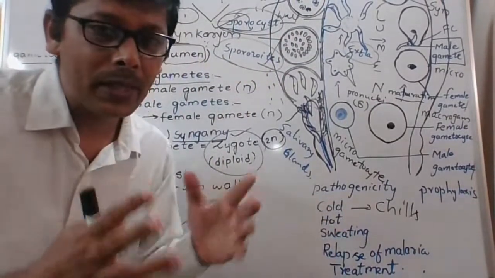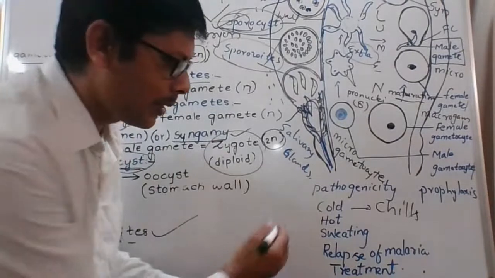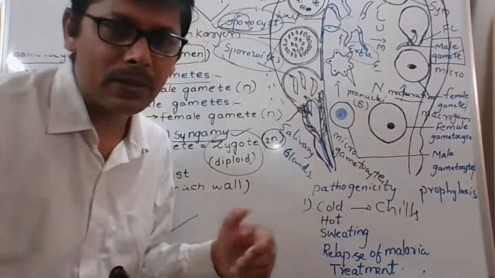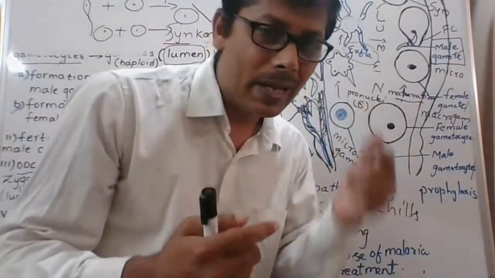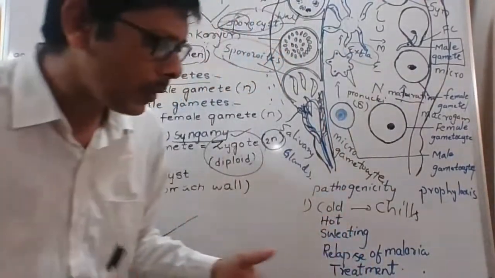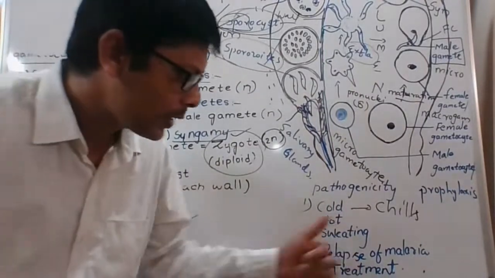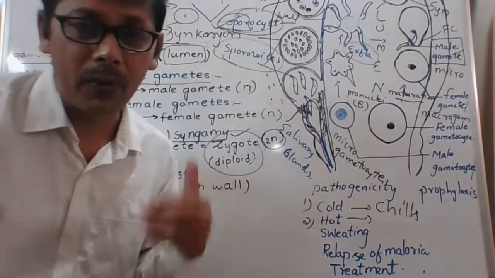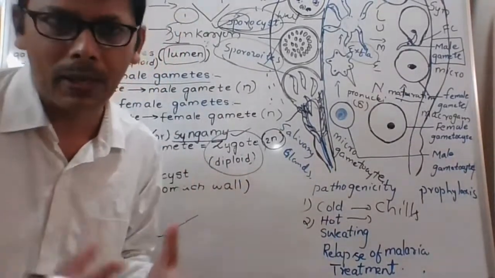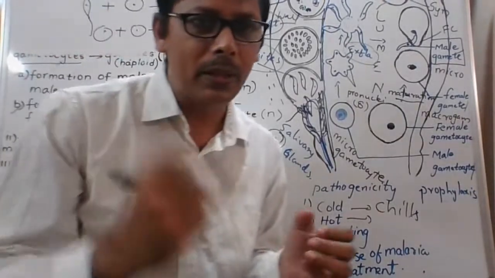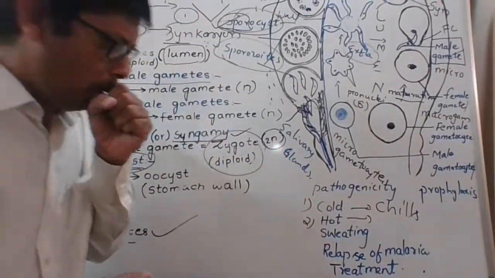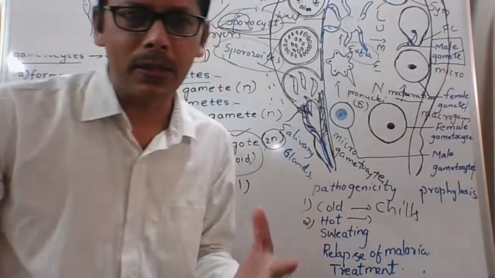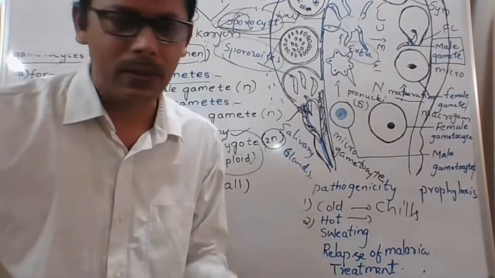The symptoms are exhibited in some stages. One stage is called cold stage. The four important points in cold stage: chills, shivering, and next one, headache and giddiness, or dizziness. Next one is the hot stage. Okay, during this hot stage, there will be fever up to 106 degrees Fahrenheit. Because of this high temperature, the breathing rate increases and also pulse rate increases.